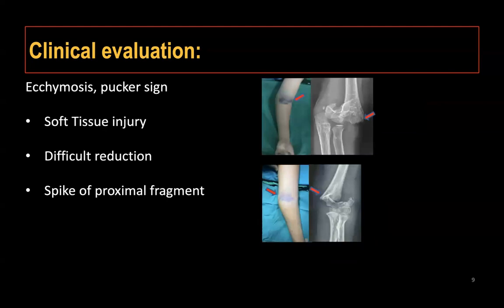The presence of an ecchymosis indicates that there is a significant soft tissue injury, and it also indicates that the reduction may potentially be difficult. And the site of the ecchymosis tells you about the location of the spike of the proximal fragment. This is important if you need to perform an open reduction.